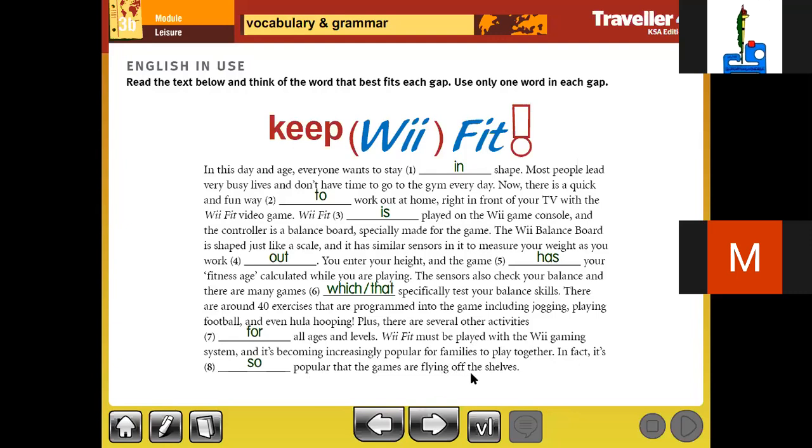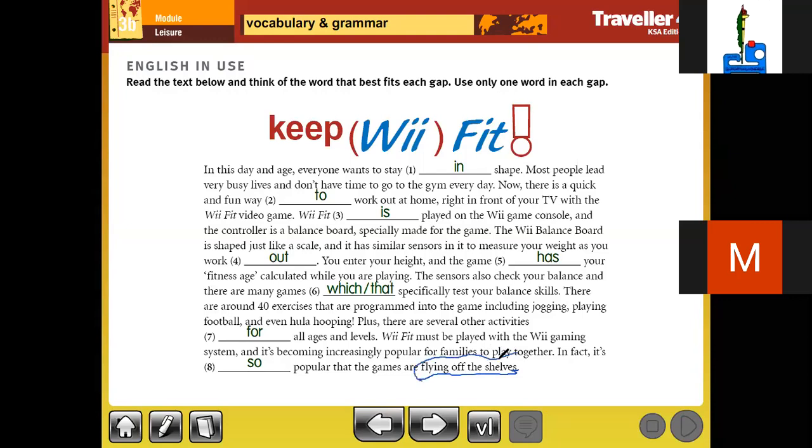What do we mean by flying off the shelves? Who knows the meaning of this expression? Flying off the shelves. Thank you, Abdulaziz Hatim. Abdulaziz Hatim said that it means selling very fast.